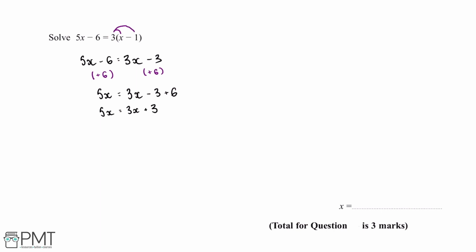Now the next thing we can do is minus 3x from both sides of this equation. And this will give us 5x minus 3x is equal to 3. And 5x minus 3x will give us 2x, and this is all equal to 3. Now the final thing we'll need to do to get a value for x will be divide both sides of this equation by 2.